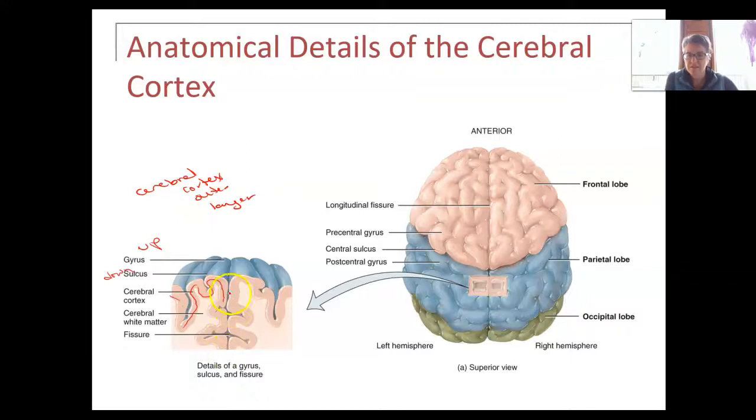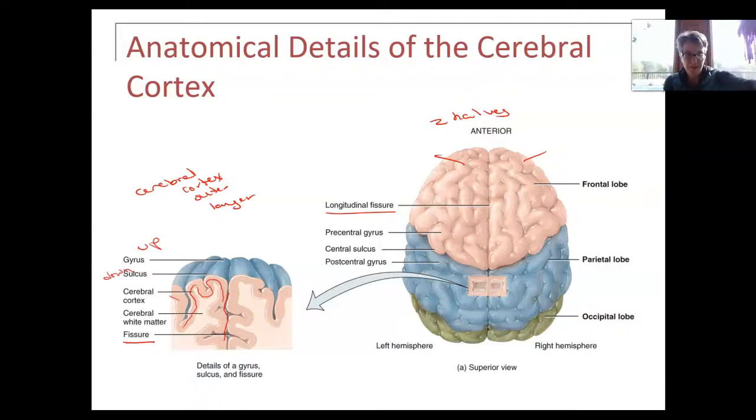And then I have these deep grooves, and they're called fissures. So a super deep sulcus. So I have a longitudinal fissure separating the two halves, right? And then I have other types of fissures that are not shown on this, but let me pause.